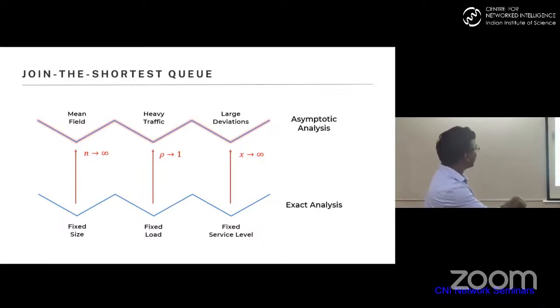So if you let the size go to infinity, you get what is called the many-server limit or mean field regime. If you pick the other two and let the load approach 1, then you get the heavy traffic limit, because 1 is the maximum load the system can support. And finally, if you let the service level go to infinity and ask how the queue length behaves, you get the large deviation regime. So these are the three popular asymptotic regimes that are typically studied in queueing.